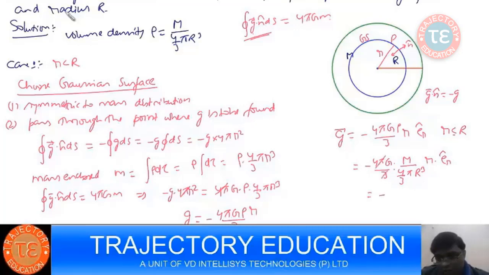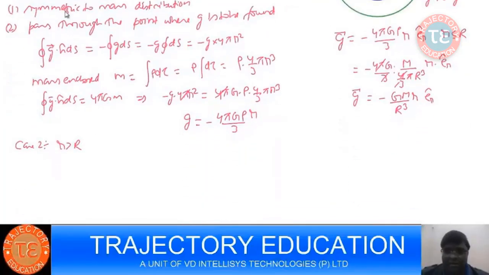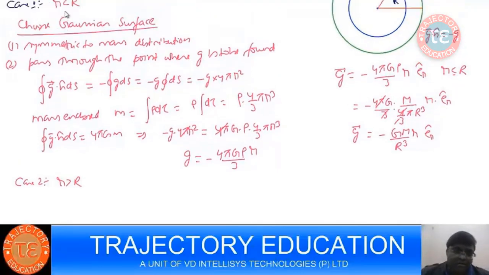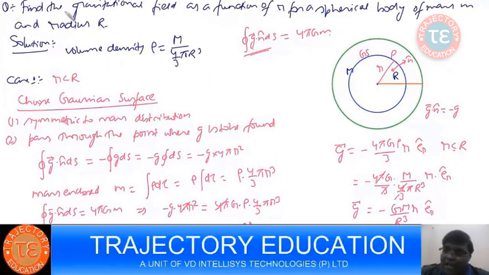So that will give you minus GM r by R cube. This is going to be g in terms of the capital mass M. Okay, now let's find the field for a point lying outside.